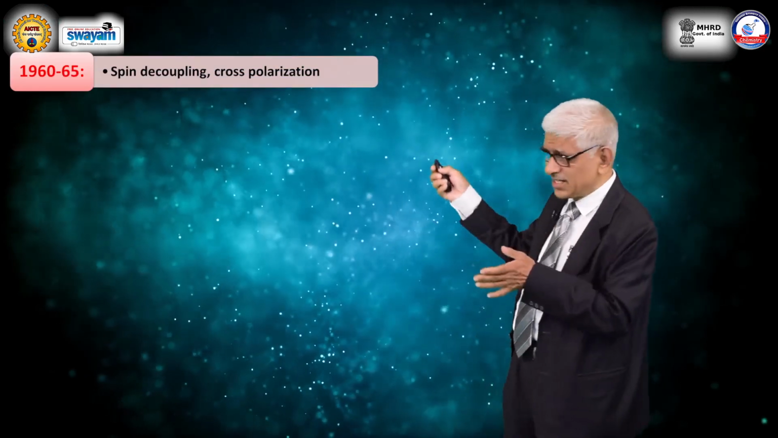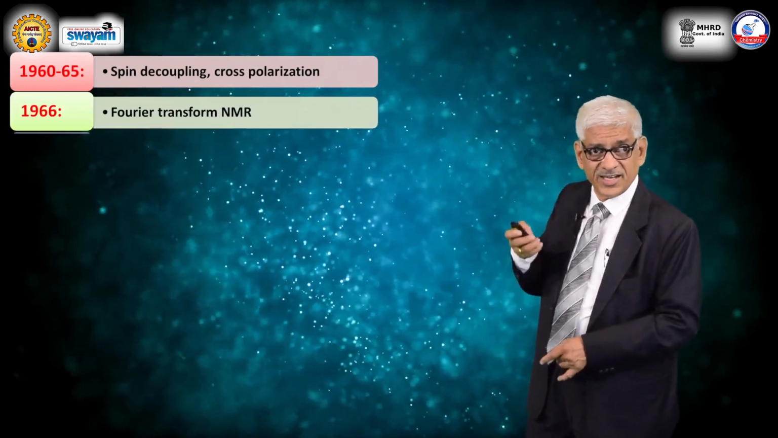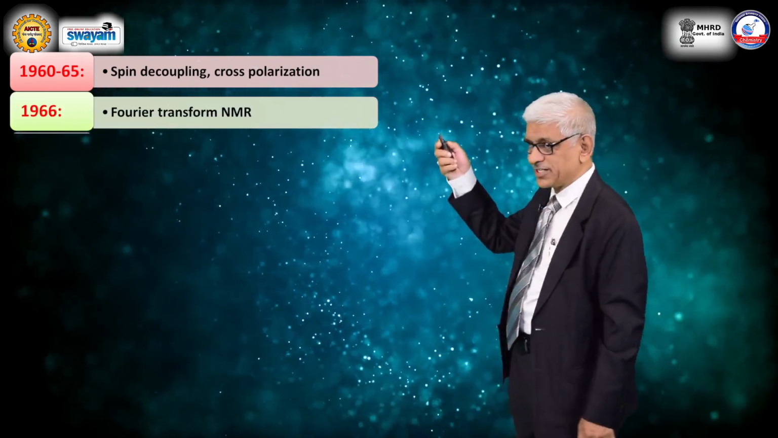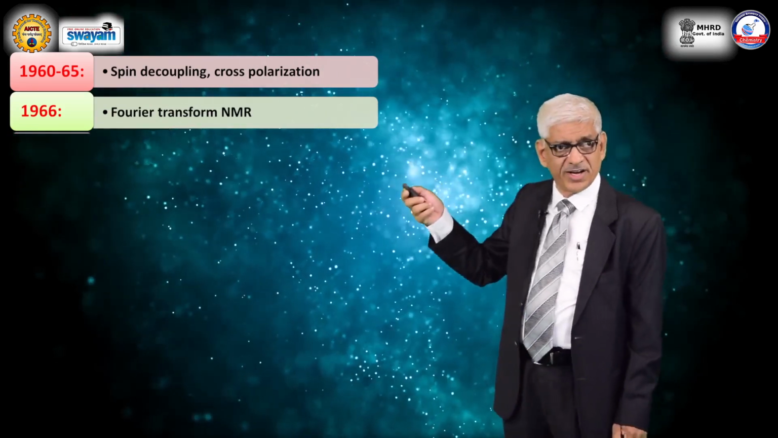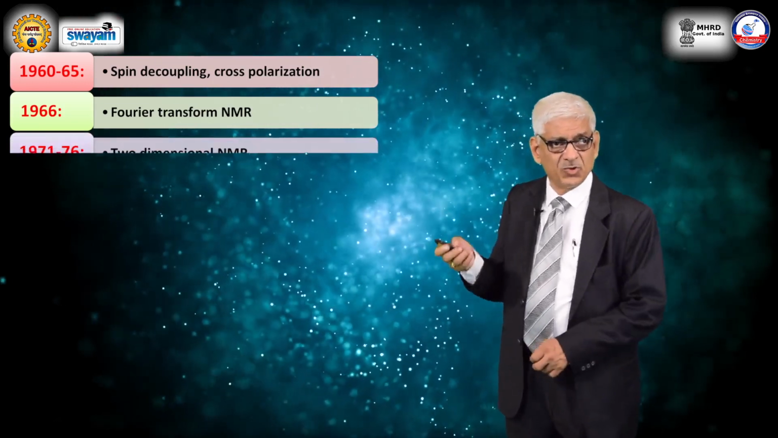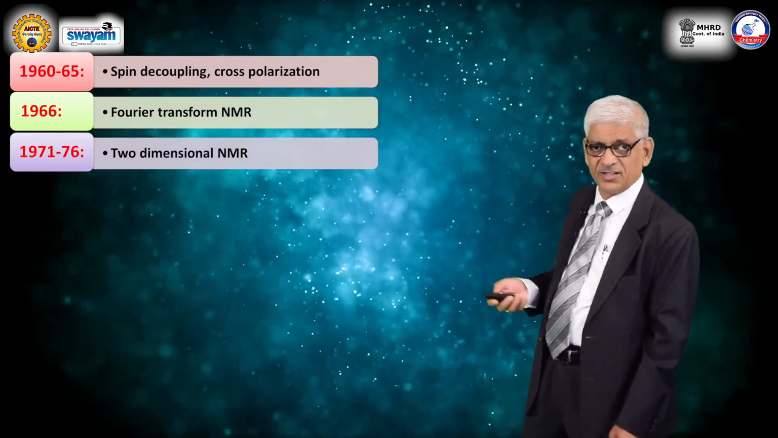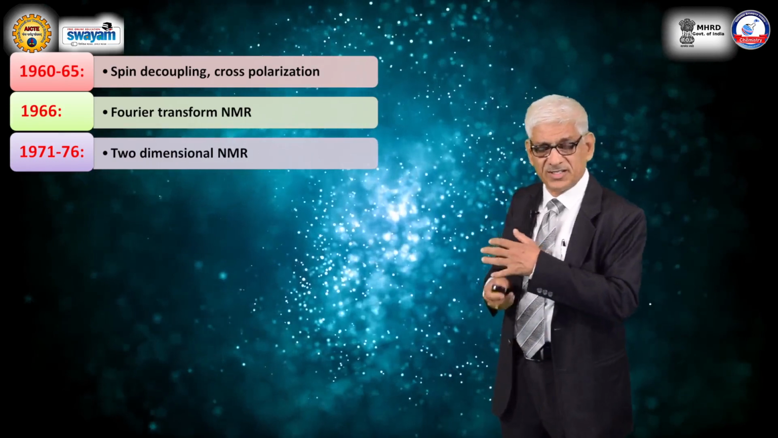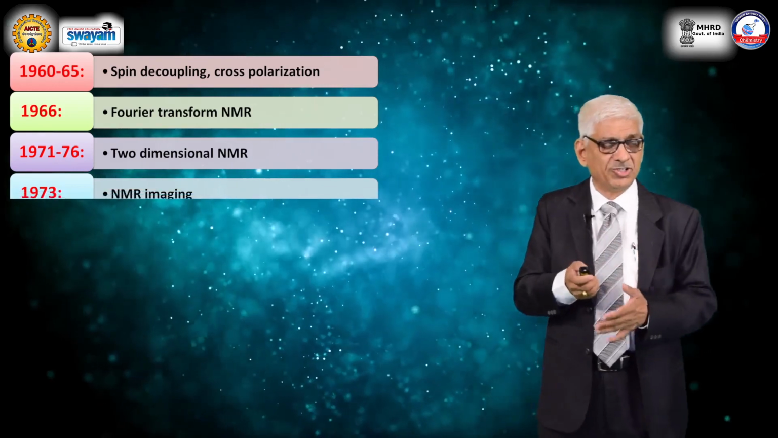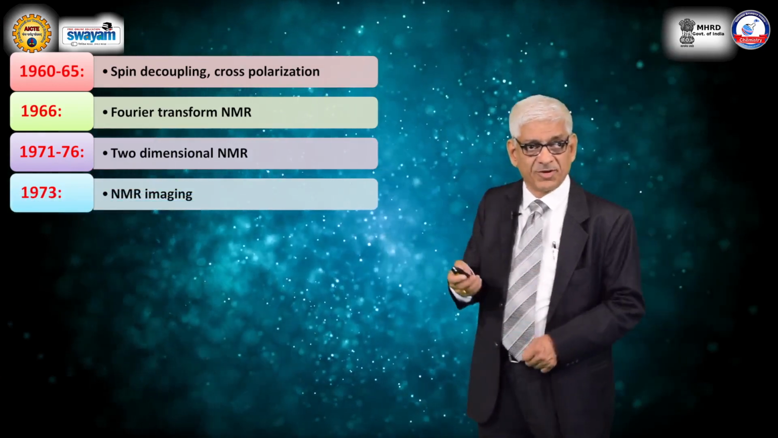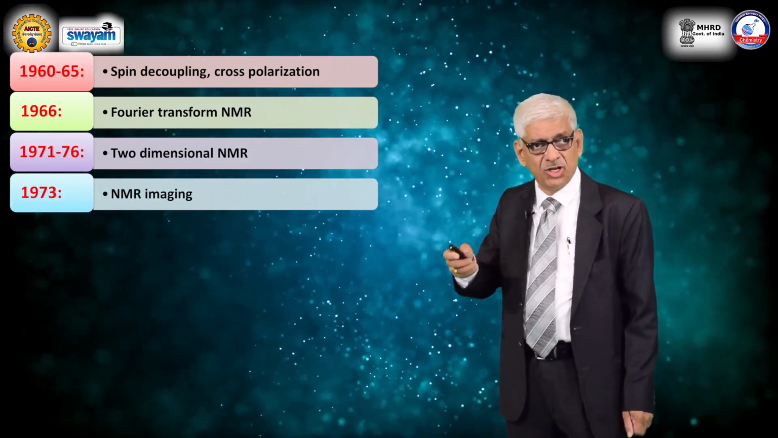In the 1960s we have the discoveries of spin decoupling and cross polarization, and then in 1966 a major revolution came up, Fourier transform NMR. This was done by Richard Ernst while working in a company, Varian, which worked with radars, and this was followed by an important development called 2-dimensional NMR in the 1970s. 71 to 76 was a boom period for the development of 2-dimensional NMR, and parallelly there was another application coming up, called NMR imaging: how you can use NMR to image objects, and this has now become a common tool in all hospitals.